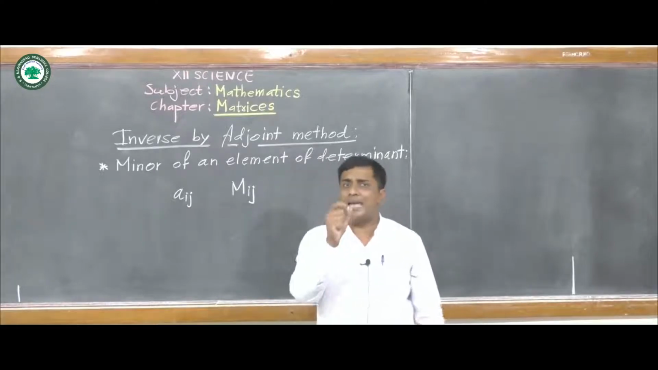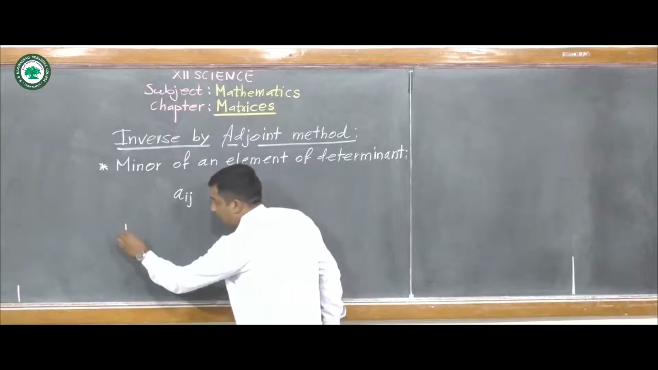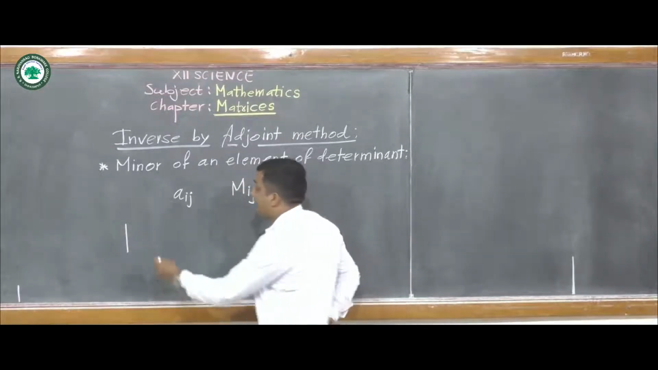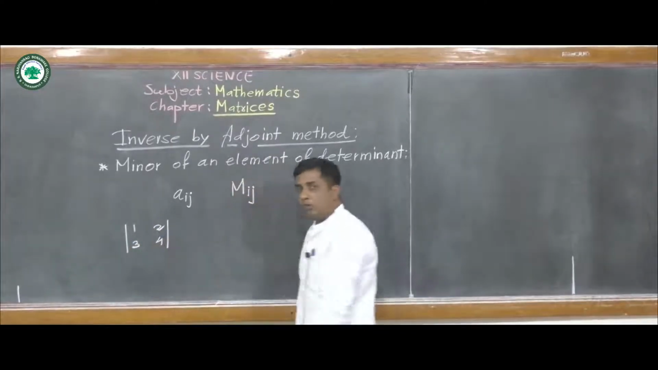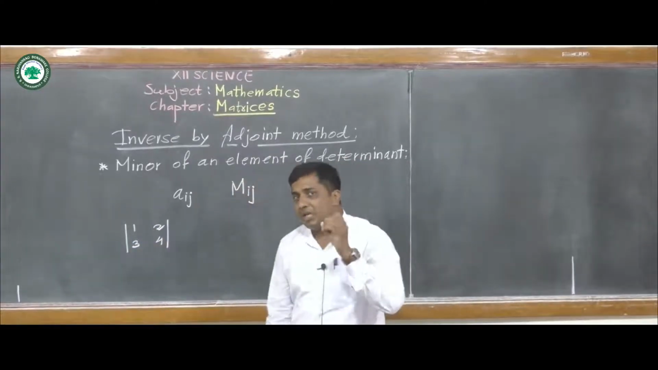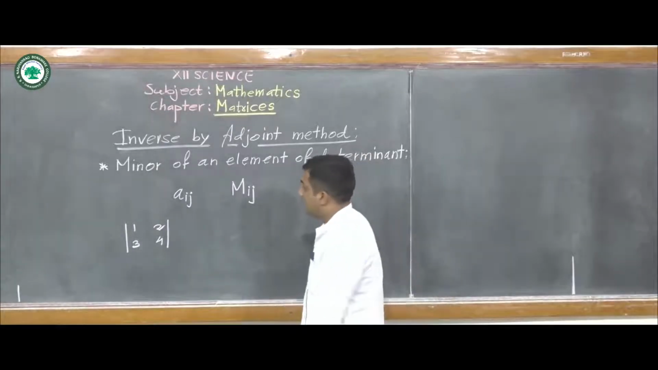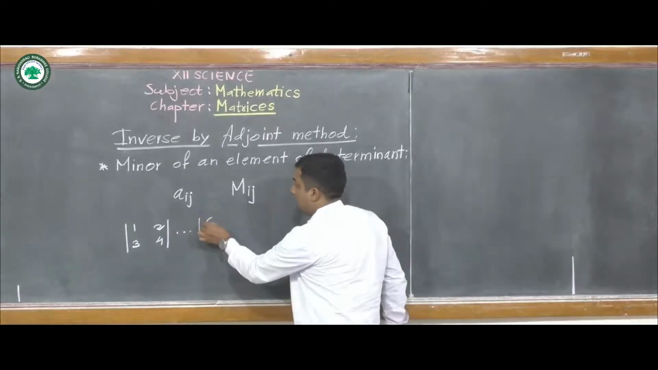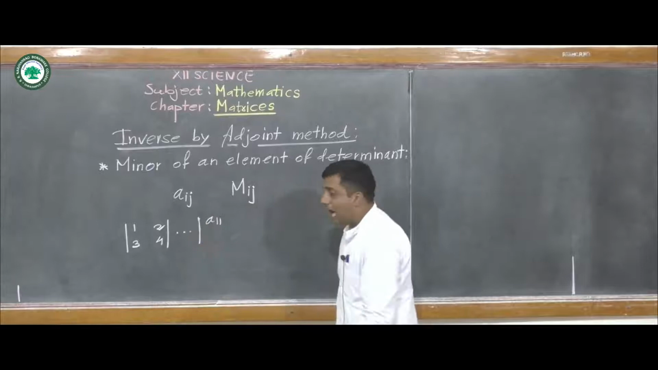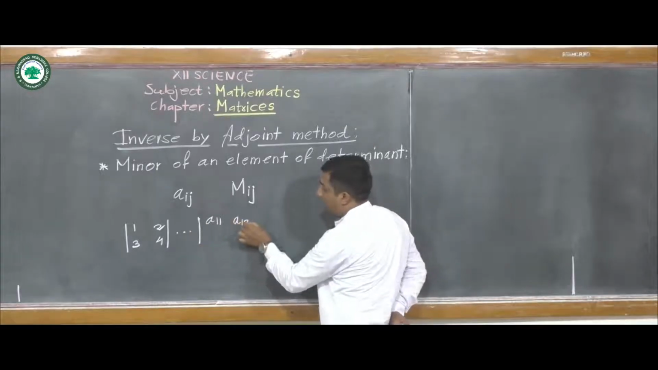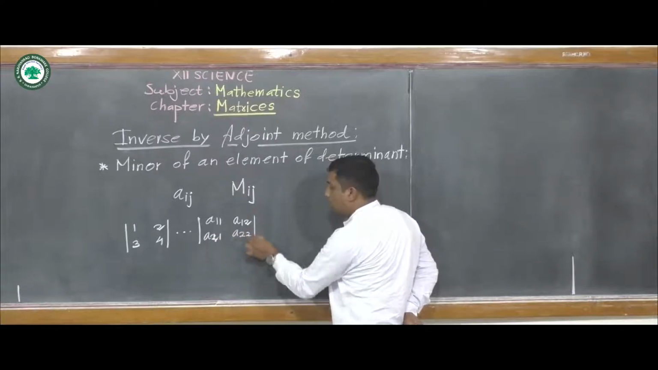Let us consider one example to define the minor. Let the given determinant have the elements 1, 2, 3, 4. We have to find the minor of each element. The elements of the determinant are A11, A12, A21, and A22.